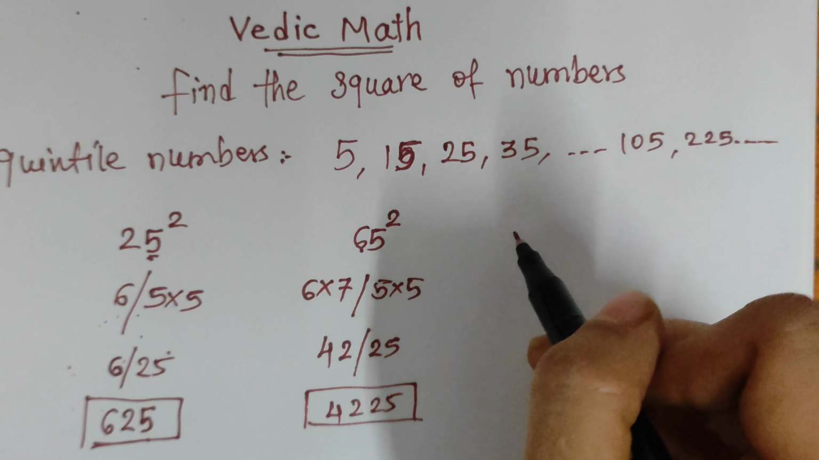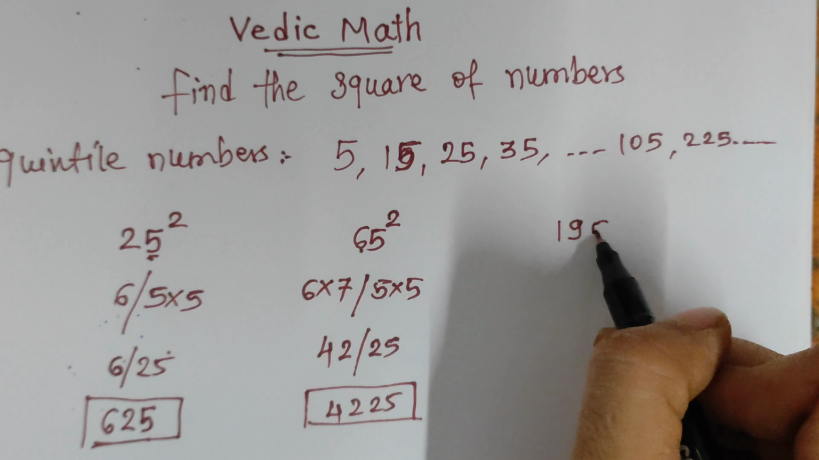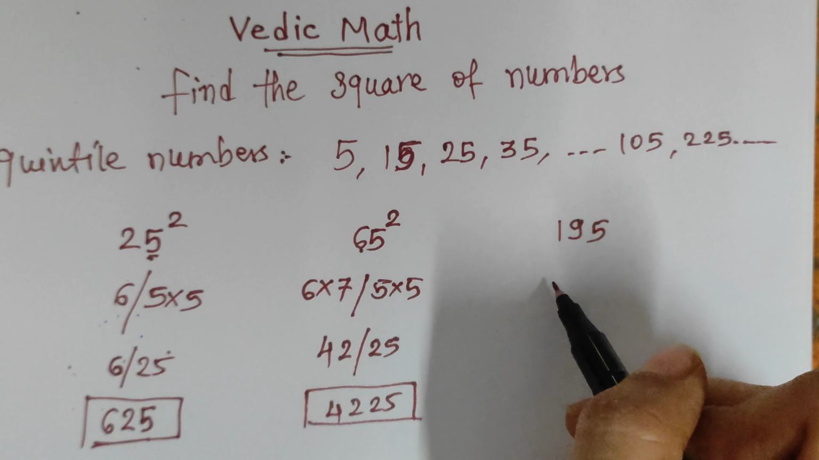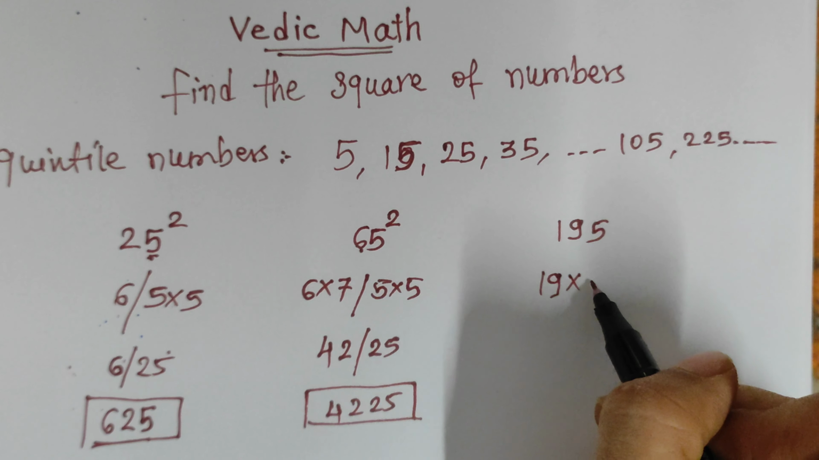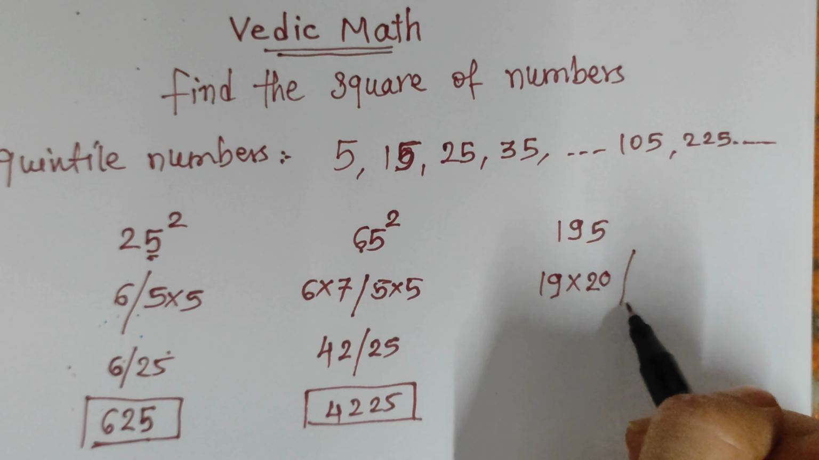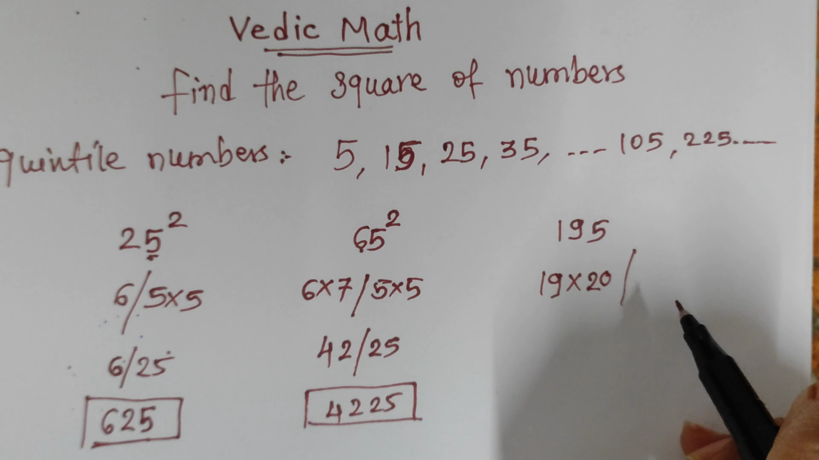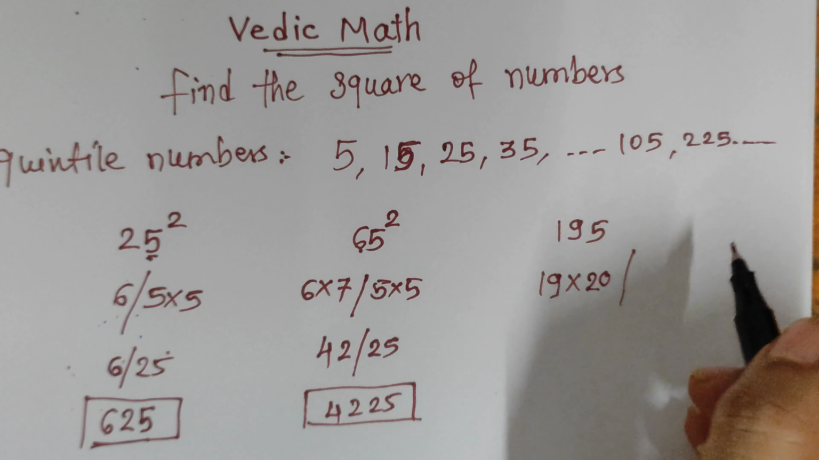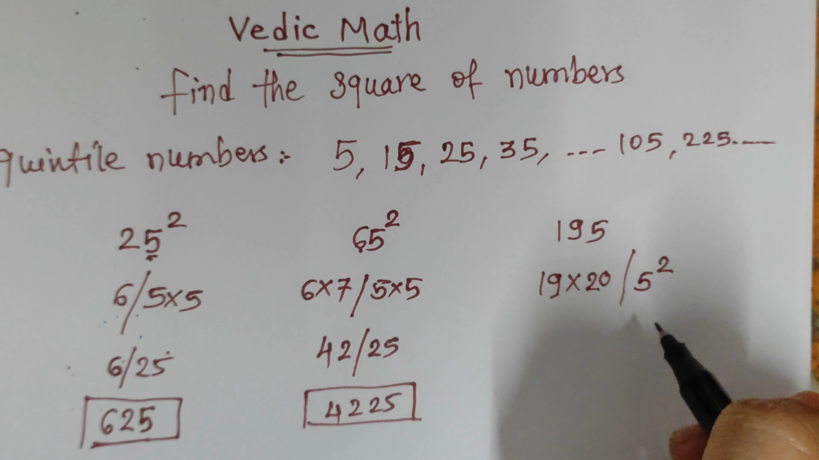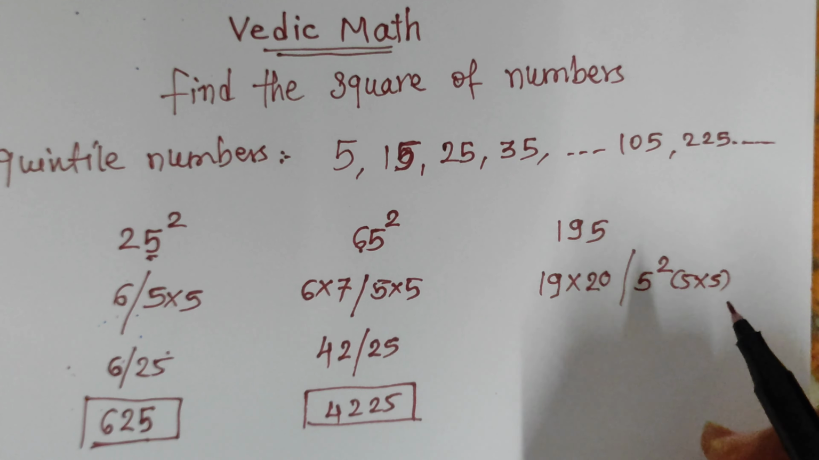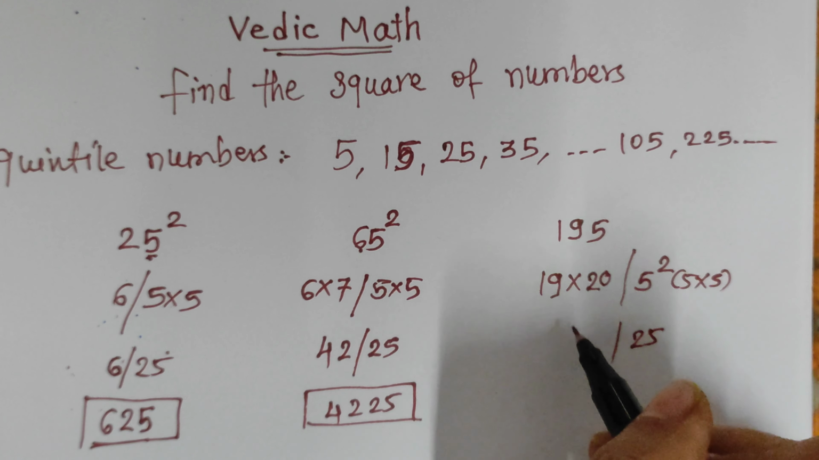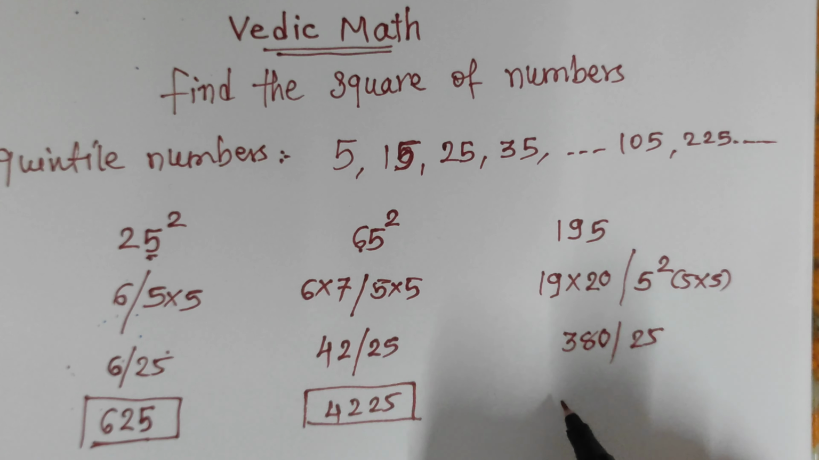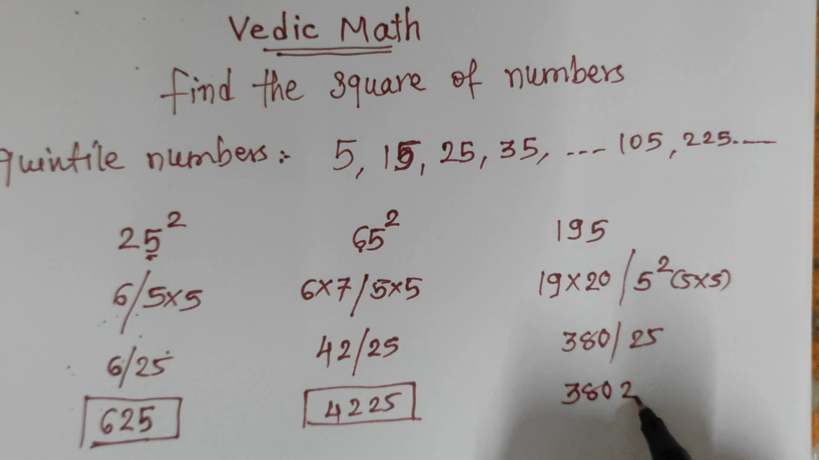Similarly, again we do the square of 195. In this, we take 19 and after 19 it's 20. So we multiply 19 and 20, and we do 5 square, 5 5 ja 25, and 19 2 ja 38 and 0. So we get the answer easily.